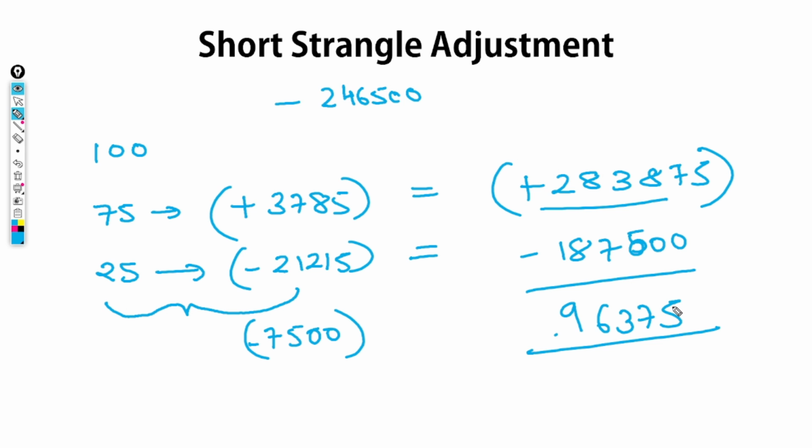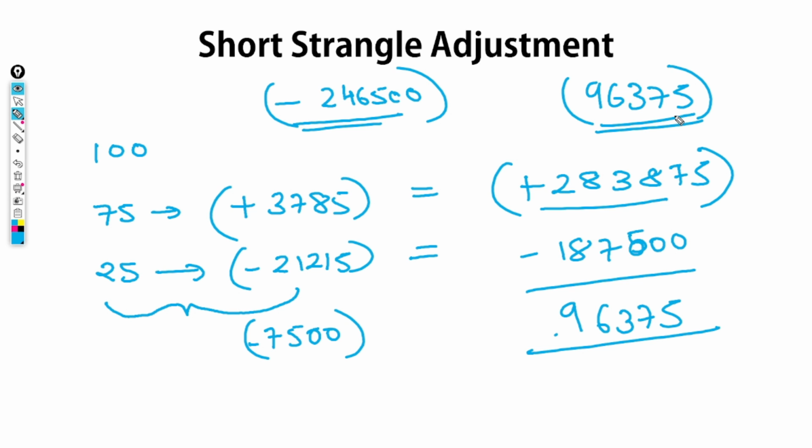Which means I will be left with a positive of somewhere close to 96,375. So without adjustment, in the longer run, I'm going to have a net loss. But if I do an adjustment and cut down my maximum loss, then I am going to have a profit of 96,375 in the longer run. And this is just with one lot; we are not even talking about multiple lots. So this is the entire idea of adjusting.